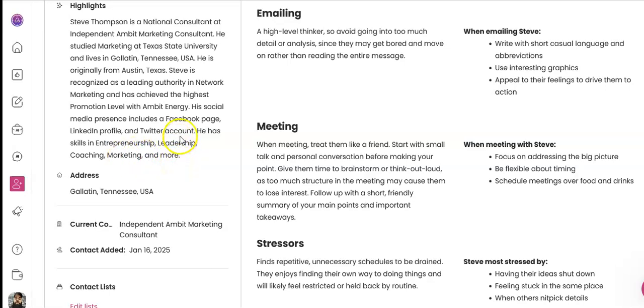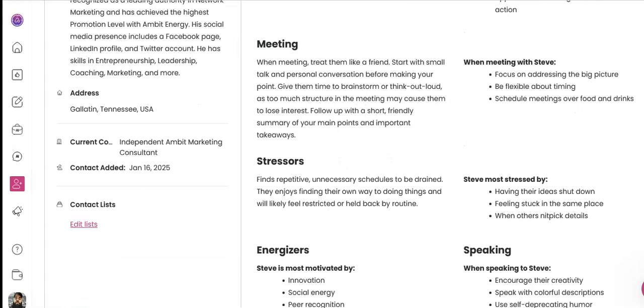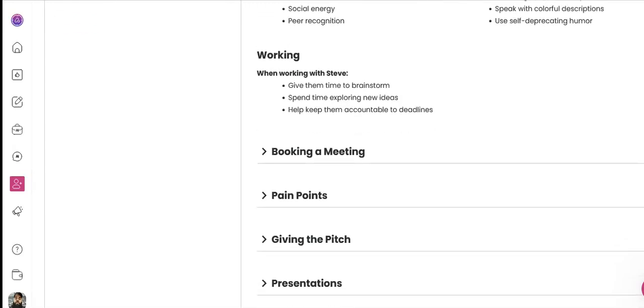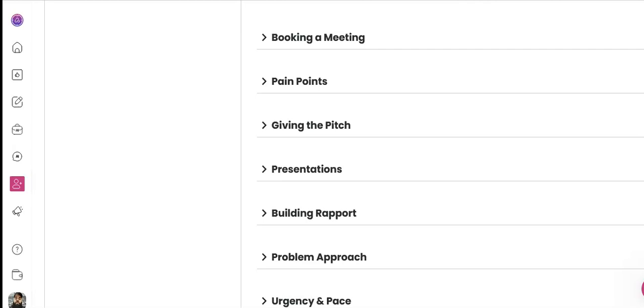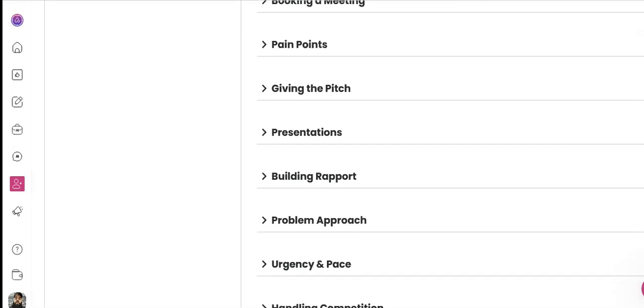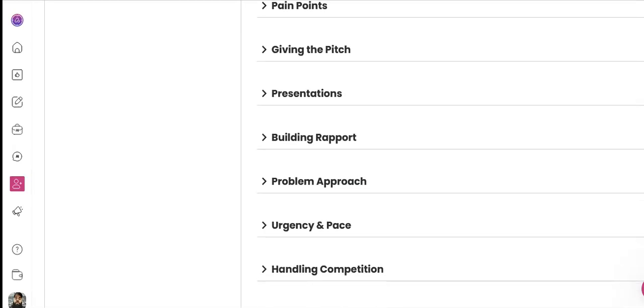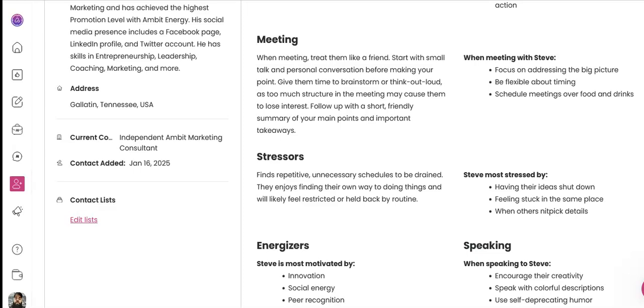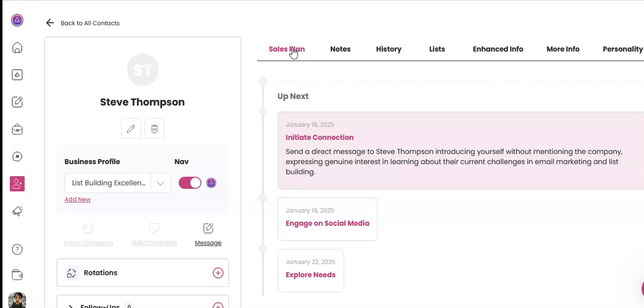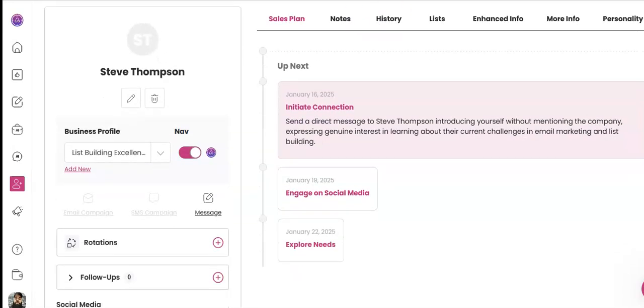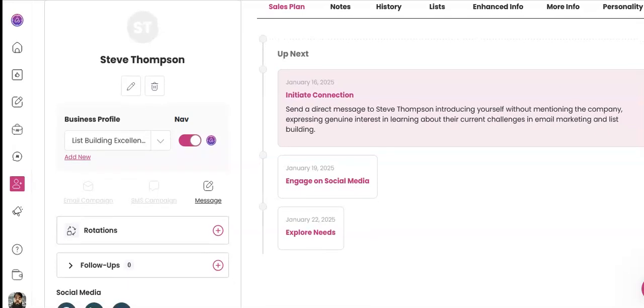Now, just think for a second. I'm going to scroll this page so you can see all this information: booking a meeting, pain points, giving the pitch, presentations, building rapport, problem approach, urgency and pace, handling competition. So you get all of that in this report. And then I'm able to create a customized sales plan using this AI to share my opportunity.